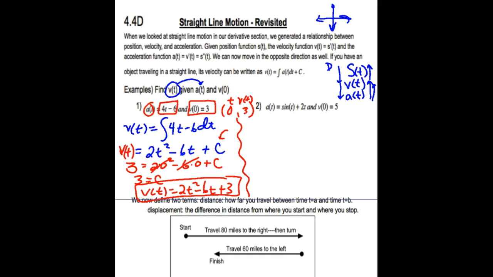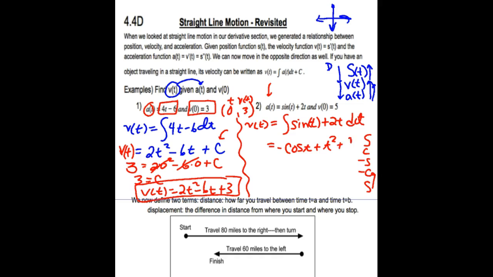Next, I want to get the velocity model on this one. So again, I know that to go from acceleration back to velocity, I integrate my acceleration function with respect to time. The antiderivative of sine, remember we go sine, cosine, negative cosine, sine. And sine's antiderivative is negative cosine. So I'll have a negative cosine t plus 2t squared over 2 plus C. That's my velocity model, and there's an infinite amount of them that will yield this acceleration model, but only one of them goes through this point.